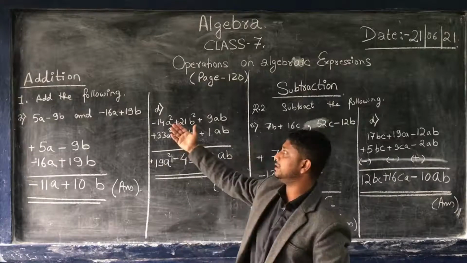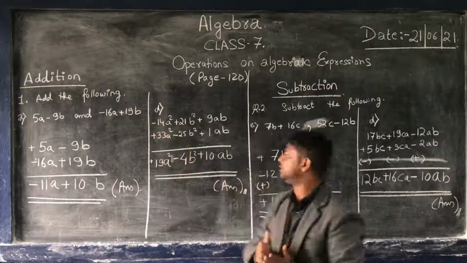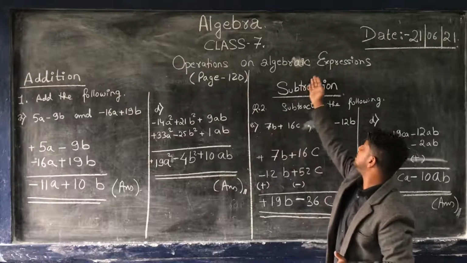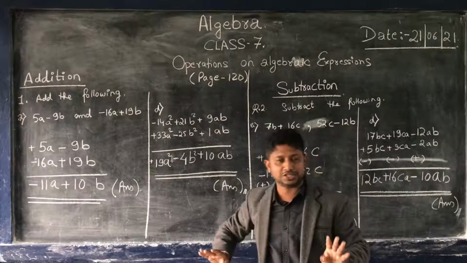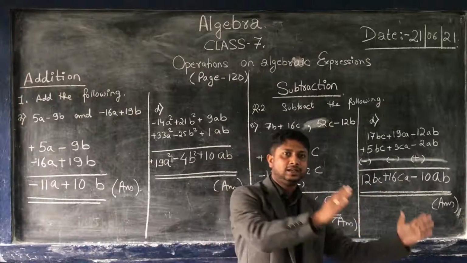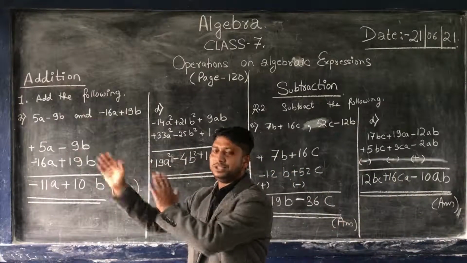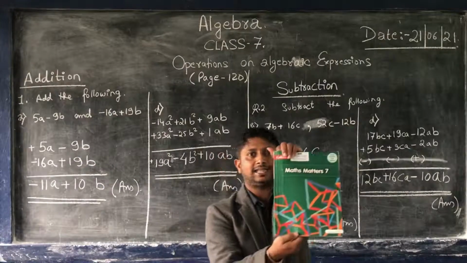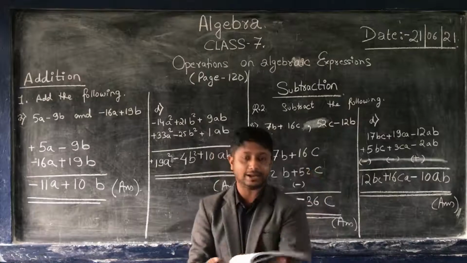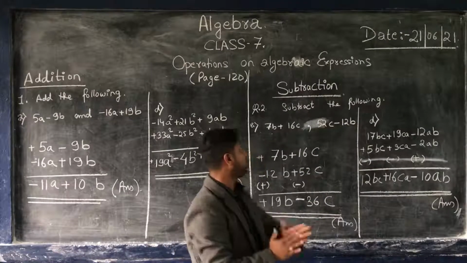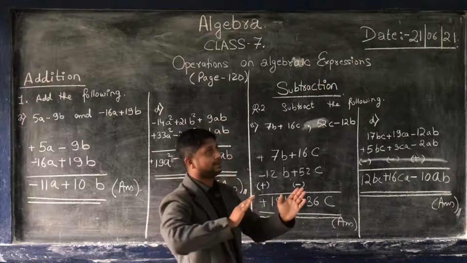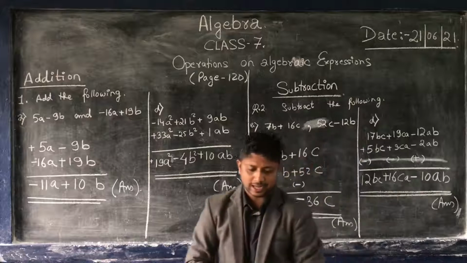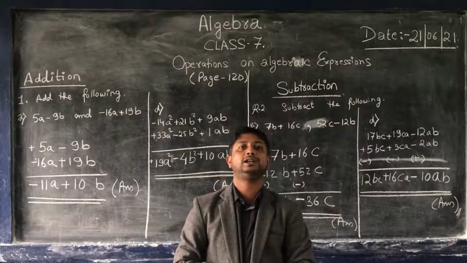You can already see it on the board. I have already mentioned the name of the topic is for class 7 algebra, operations on algebraic expressions. Actually, there are 4 operations of algebraic expressions: addition, subtraction, multiplication, and division. But in your textbook, chapter number 11 of class 7 textbook, page number 120, I am doing it directly from exercise 11.3. The basics I have skipped out.